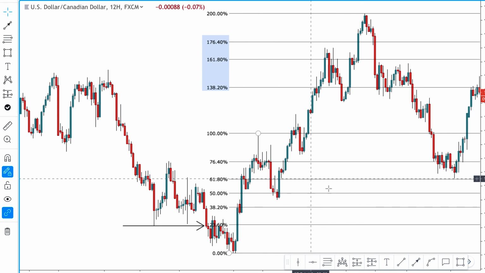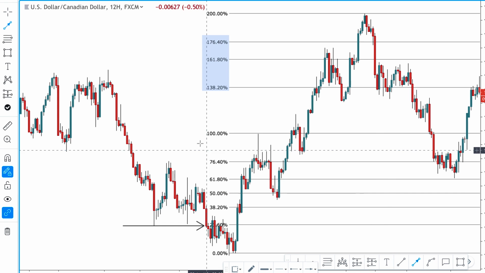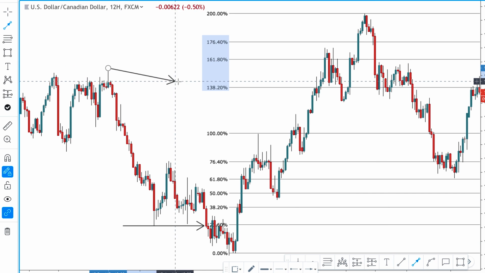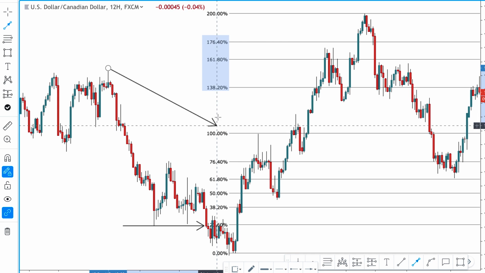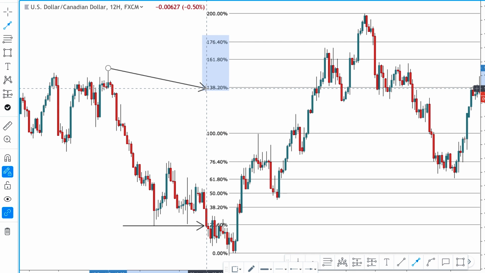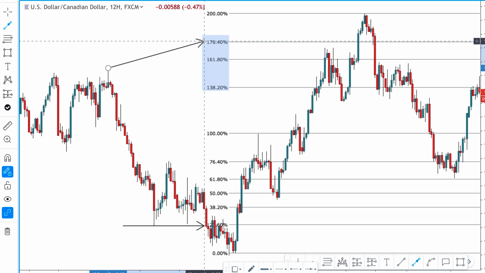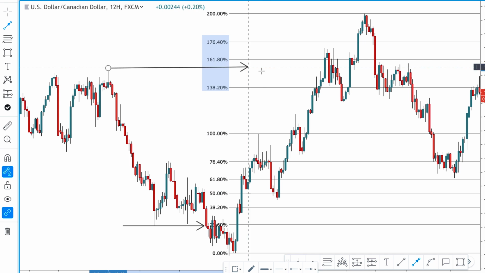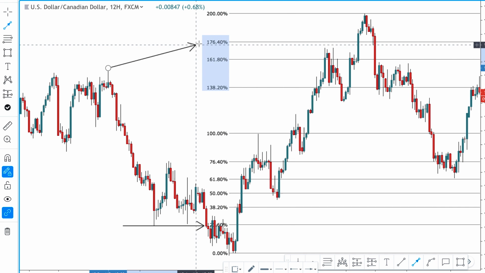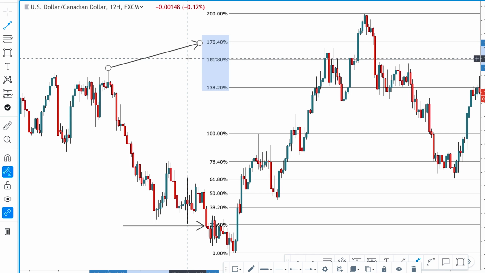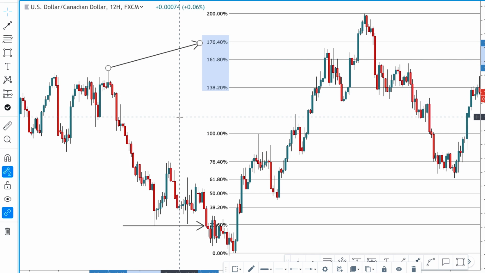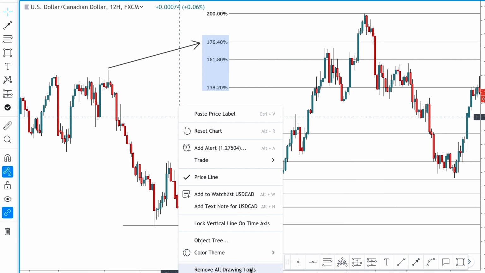So the further you target, the less likely the price will reach it. So 138.2 is a very secure target. It's very conservative, but price will reach it more easily. 176 is not as easy to reach. It's much, much further away. And you can often see that before we hit 176.4, the market will sometimes make deep retracements and really challenge you in your trade management.